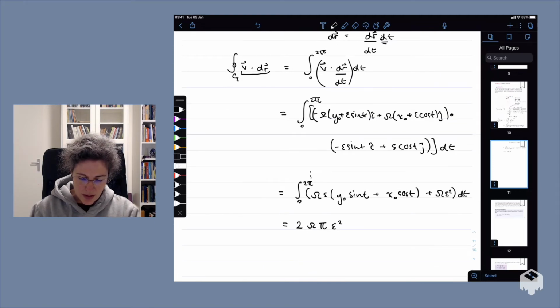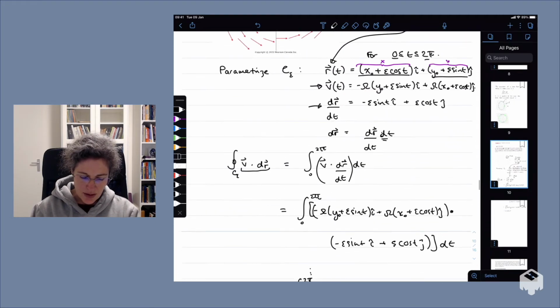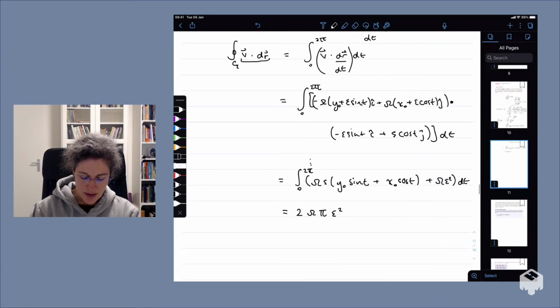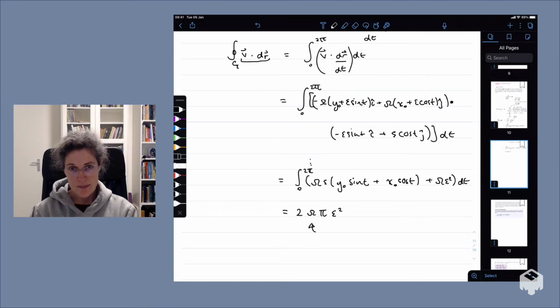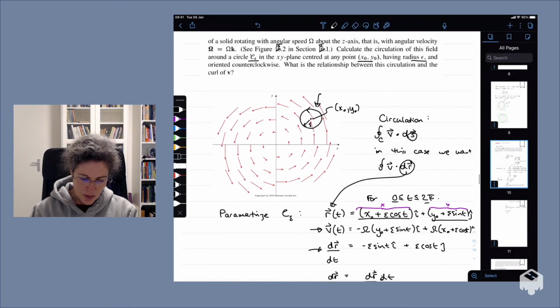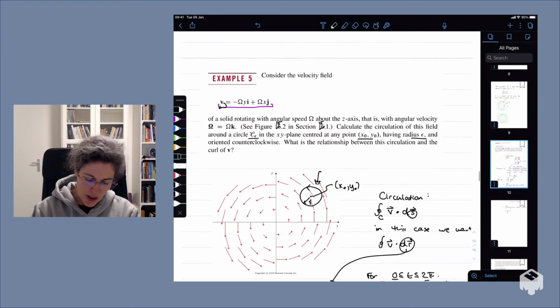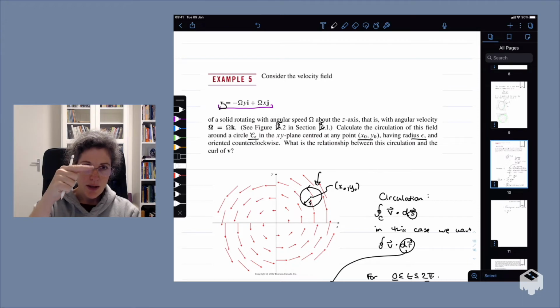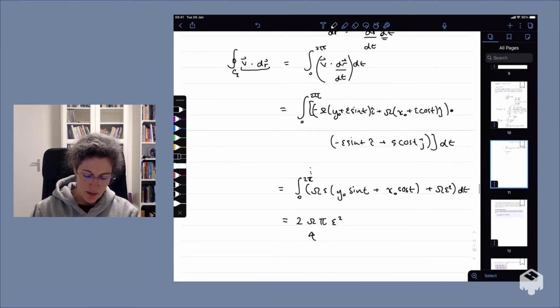So this is telling us that the amount of swirl around this little circle here is given by this. Okay, at the moment, that's telling us our circulation. So how much our vector field actually maps around that circle is given by this number over here.